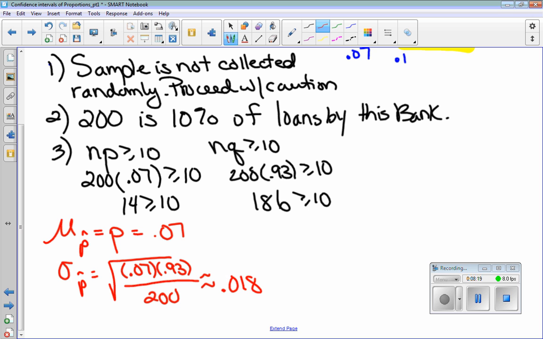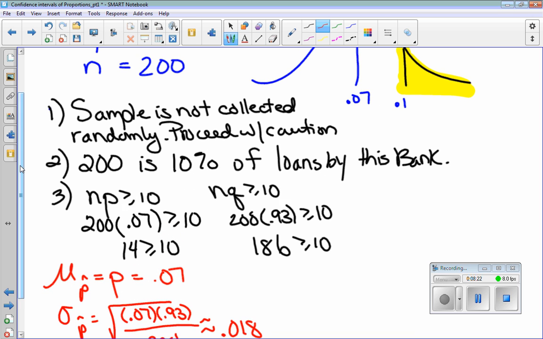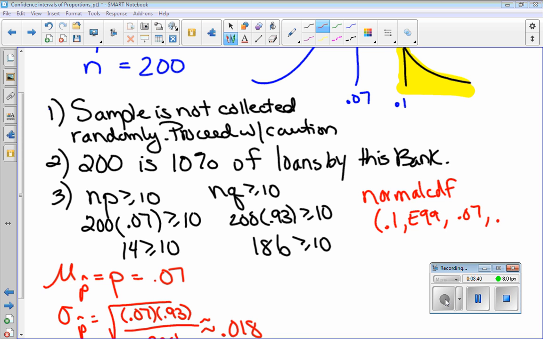And so once I have my new mean and my new standard deviation, I'm just going to go ahead and look at my sketch. So we would say normal CDF. And then we're going to say the lower bound and upper bound, so 0.1, E99. And then our mean of 0.07 and our standard deviation of 0.018. And 0.0448 is what they got. Does that sound right? 0.047, 0.048. And that's your answer. Okay?